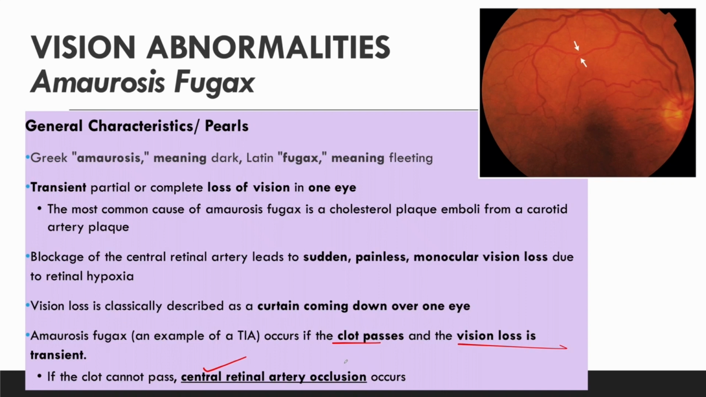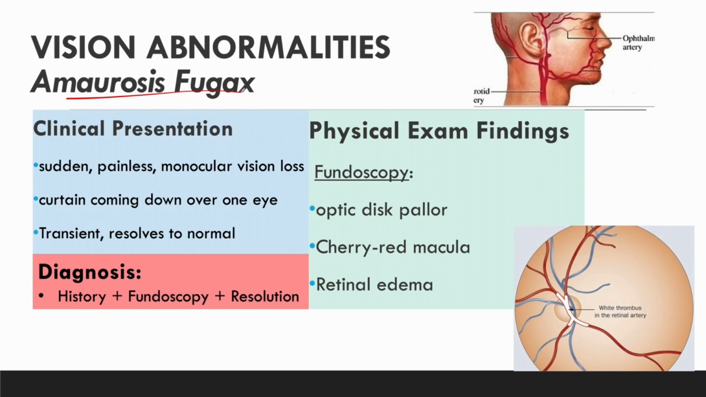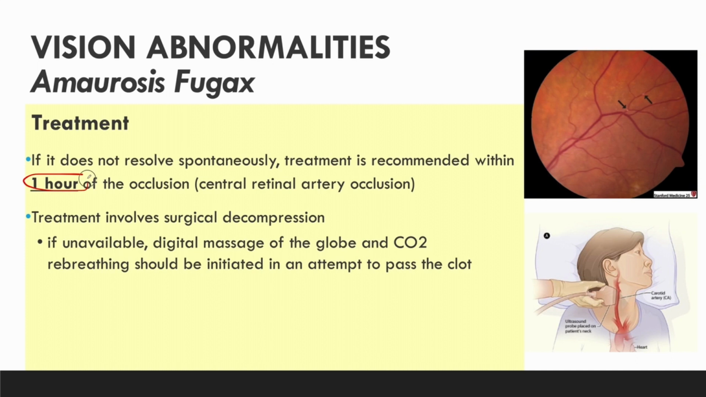So we've talked about this already in neuro, right? You can see some of the same things that you see in central retinal artery occlusion, some of that pallor, cherry red macula, but it should resolve on its own. If it does not resolve spontaneously within 1 hour of occlusion, it's considered a CRAO. All right.